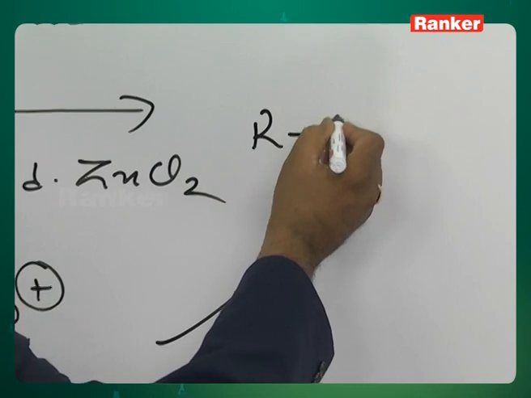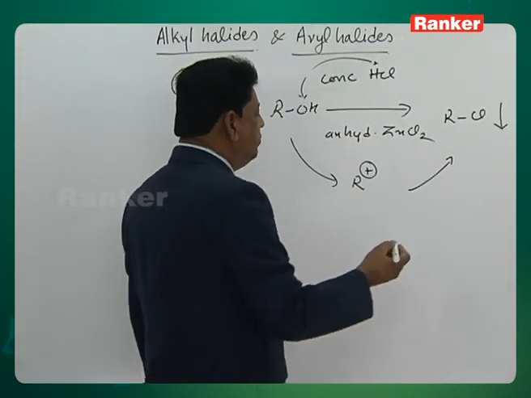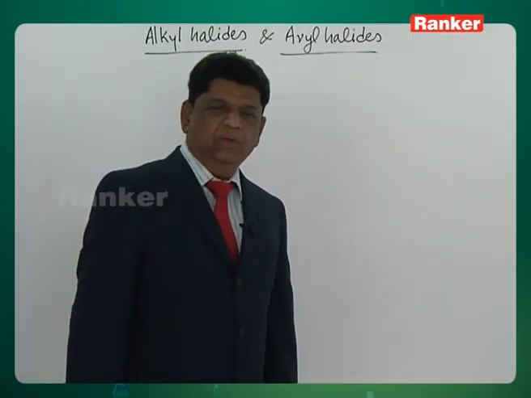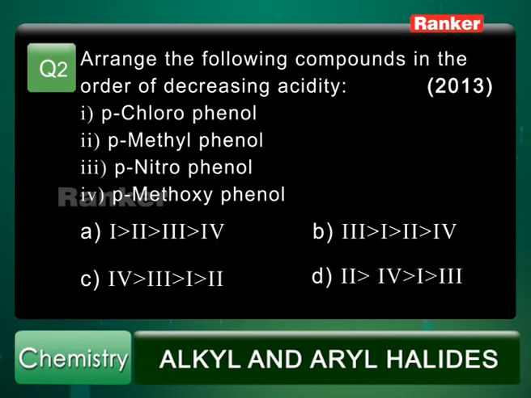Finally, we get an alkyl chloride which gives a turbidity, that is the test reaction. So, the answer goes to option A. Let us go to question number 2. Arrange the following compounds in the order of decreasing acidity. This is also a latest question, from 2013.